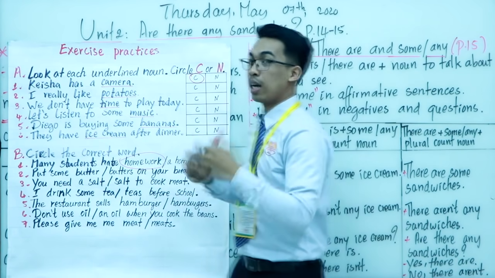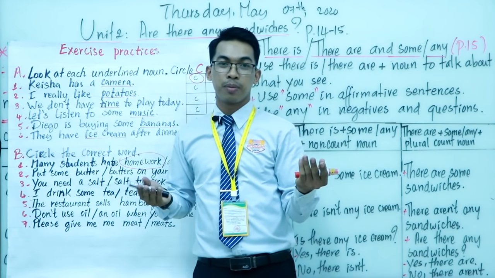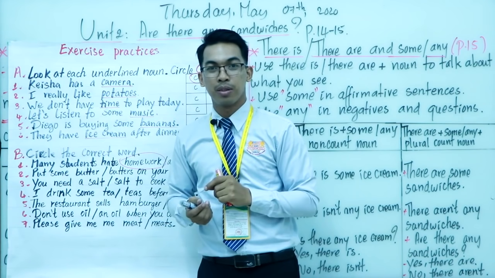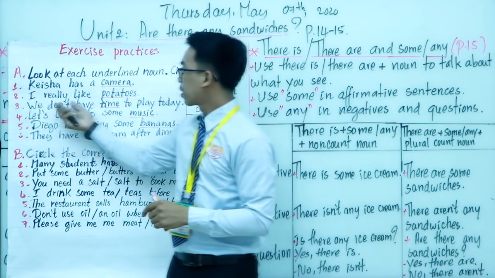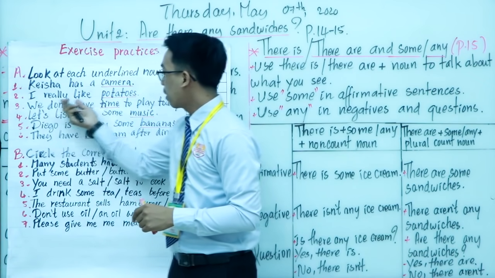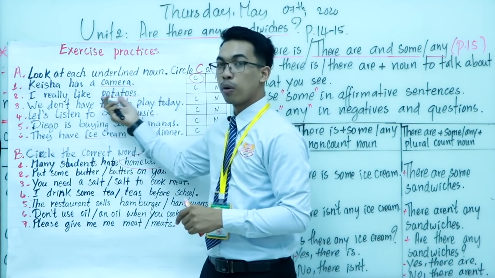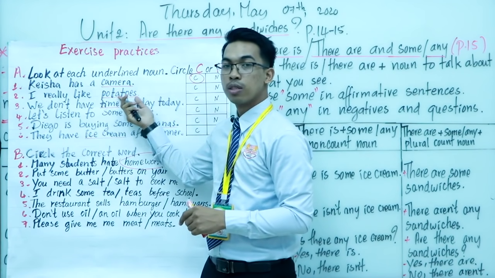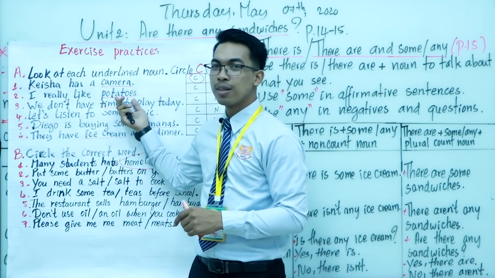Count noun. A camera. Okay? So we can count. Good. So now let's move on. Number 2. I really like potatoes. So can we count it? Of course, we can count.